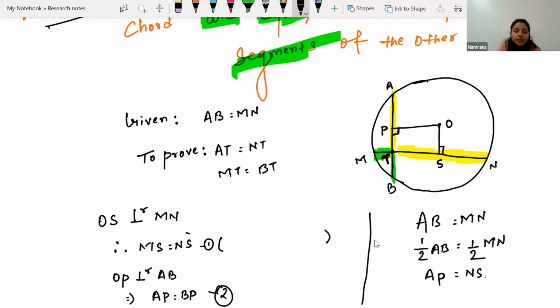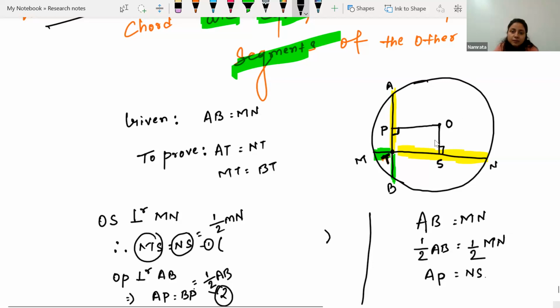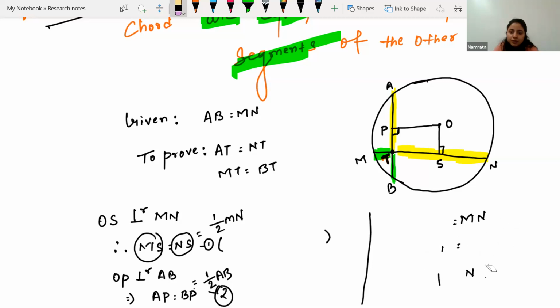If you are still not sure, you can see over here that we have written NS, MS, both are the same and both are equal to half of MN. Here we have written AP, BP, both are the same and both are equal to half of AB. So when we are talking about half of AB, half of MN, we can say from these two equations, all are equal to each other. Rather than writing like this, let me write something from here.